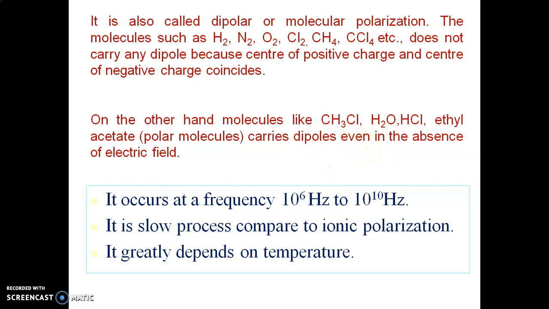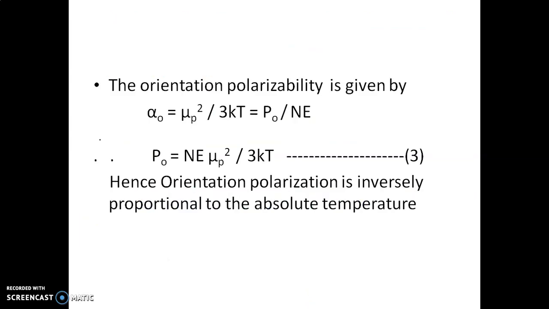This orientation polarization occurs at a frequency of 10 to the power of 6 Hertz to 10 to the power of 10 Hertz, and it is a slow process compared to the previous one, that is ionic polarization. It greatly depends on temperature, because the alignment of the dipoles, the randomness, all depends upon temperature. That's why it is a temperature dependent mechanism. Now the orientation polarizability is given by alpha O equal to mu P square divided by 3kT, where mu P is the permanent dipole moment.